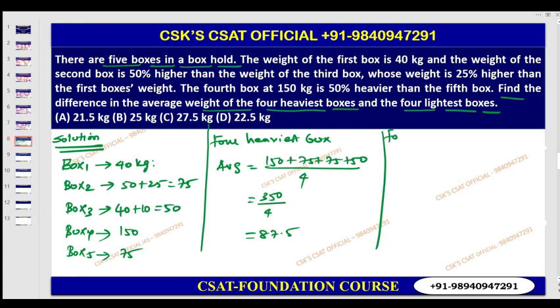Next here, the 4 lightest, which means whichever is the topmost, you can keep it away. So 150 we can keep away. Then what is the average of the 4 lightest? 40 we can pick, 75 we can pick, 50 we can pick. Another least here is 75. So 75, 75, 150, 150 plus 50 is 200, 200 plus 40 is 240, by 4. 240 by 4 is nothing but 60.